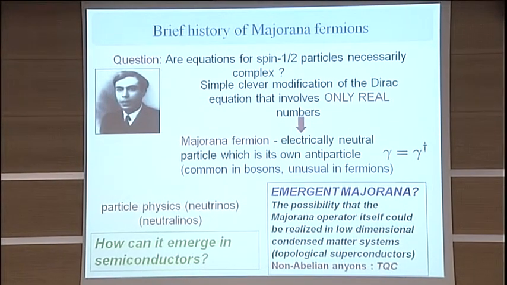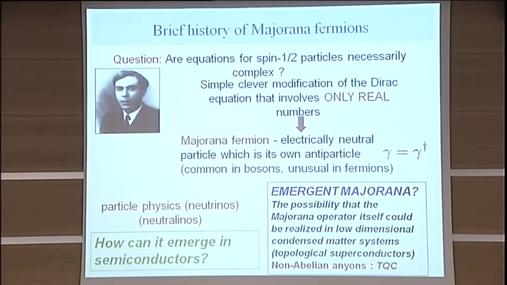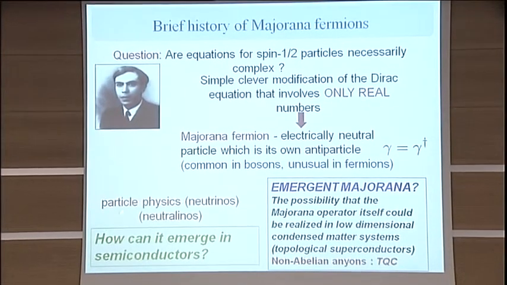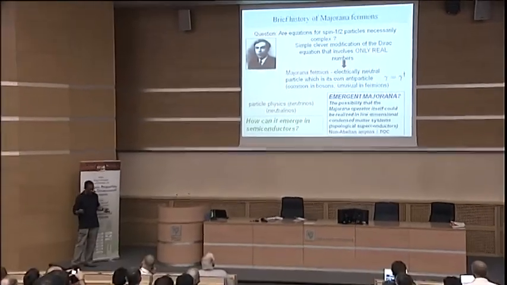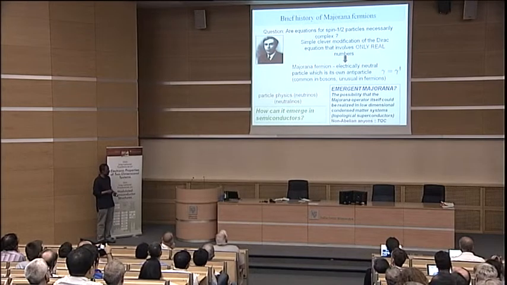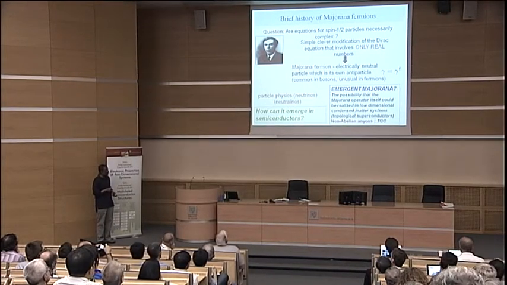But the thing I am interested in is a totally different question. I'm interested in how it can emerge in semiconductors. In fact, I want it to emerge in systems that EP2DS and MSS people are interested in: 2D semiconductor systems, 1D semiconductor systems, things like that. So you're talking about emergent Majorana.